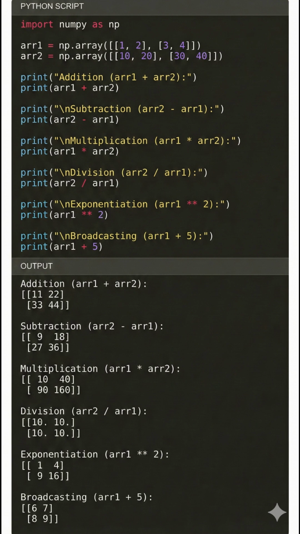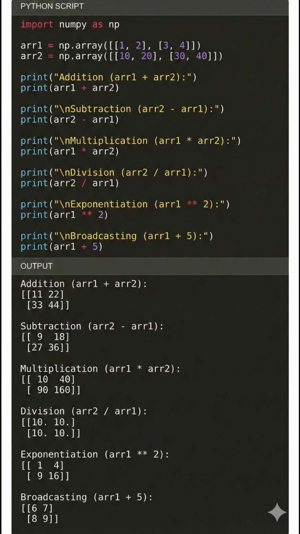Multiplication, AR1 times AR2, is shown performing element-by-element multiplication, resulting in 10, 40, 90, 160. Following this, division, AR2 divided by AR1, divides the elements of AR2 by the corresponding elements in AR1, outputting the float values 10.0, 10.0, 10.0, 10.0. The guide also covers exponentiation with a scalar, AR1 to the power of 2, where every element in AR1 is raised to the power of 2, resulting in 1, 4, 9, 16.